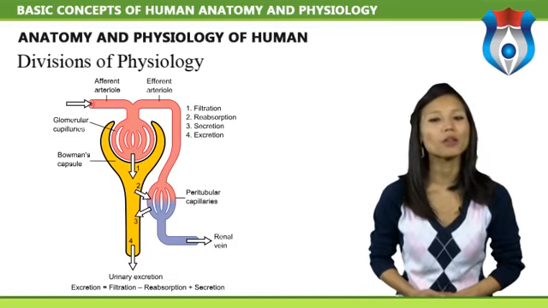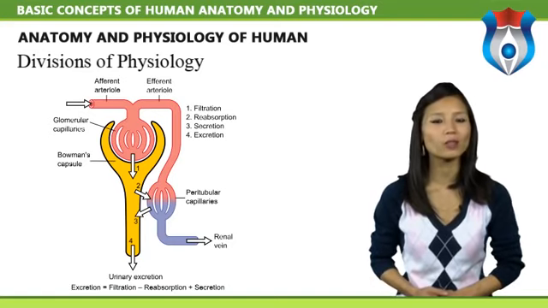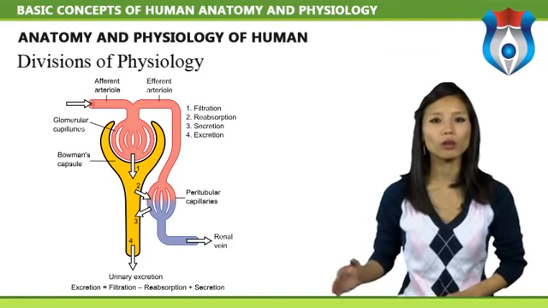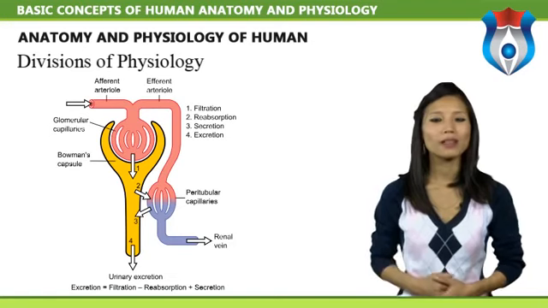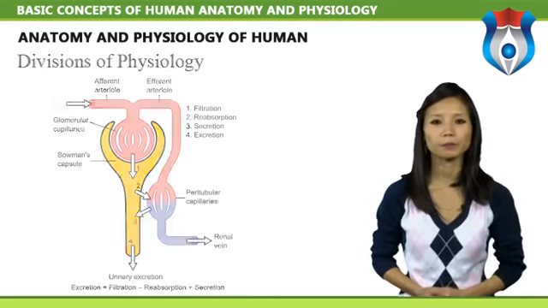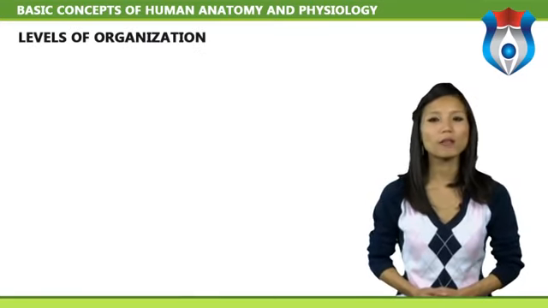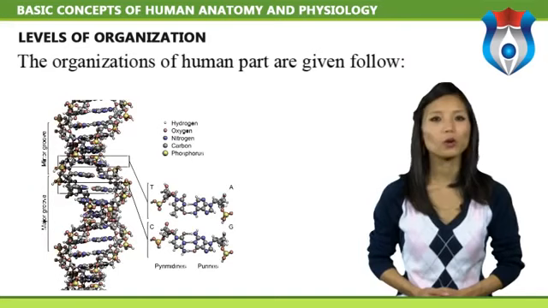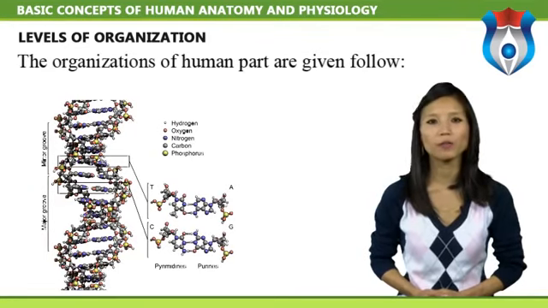Pathophysiology is the study of the effects of diseases on organ or system functions. Pathos is the Greek word for disease. Modern medicine depends on an understanding of both normal physiology and pathophysiology. Let us now discuss levels of organization. The organization of human parts is given as follows.